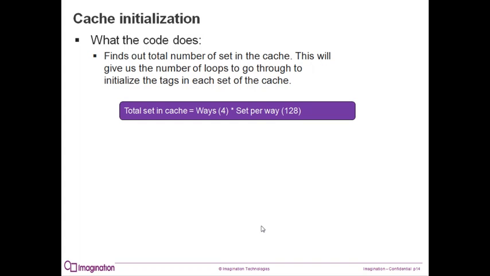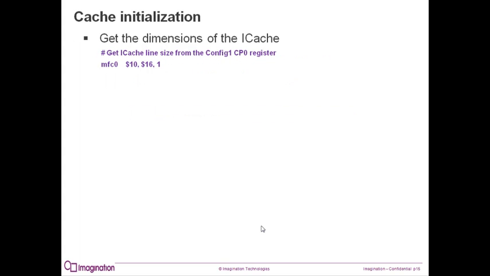The code will use configuration register 1 to compute the total number of sets in the cache to loop through and initialize each set's cache tags. The code uses the move from coprocessor 0 instruction to get the value of the config1 register into the general purpose register 10.